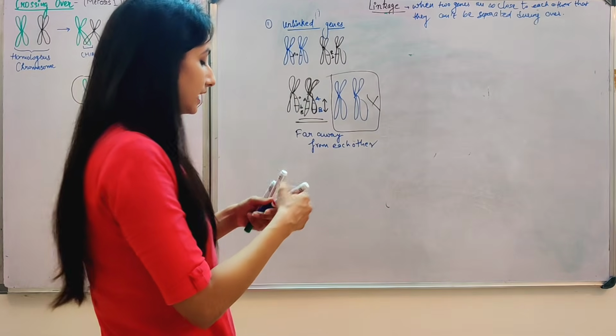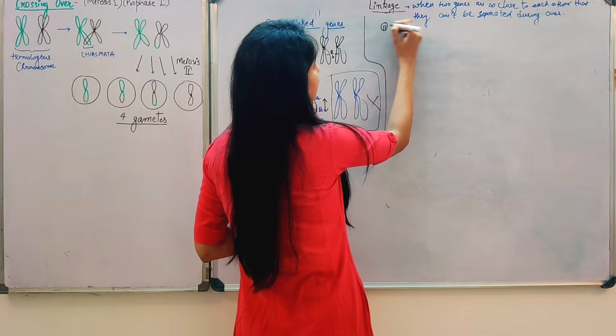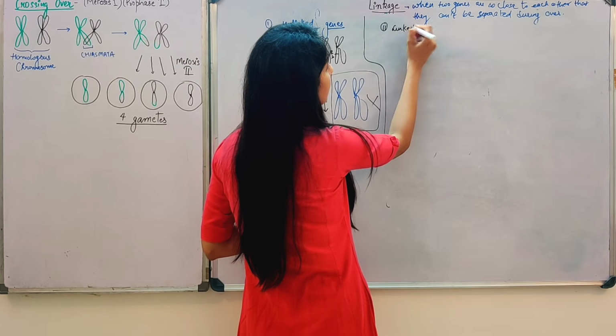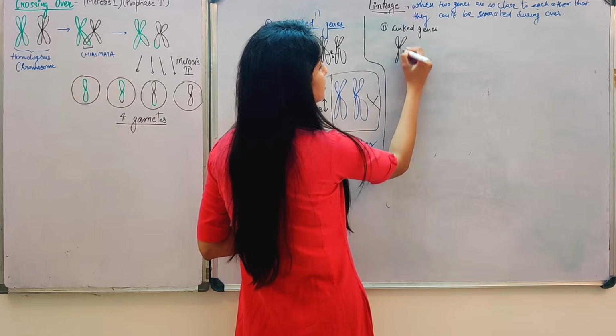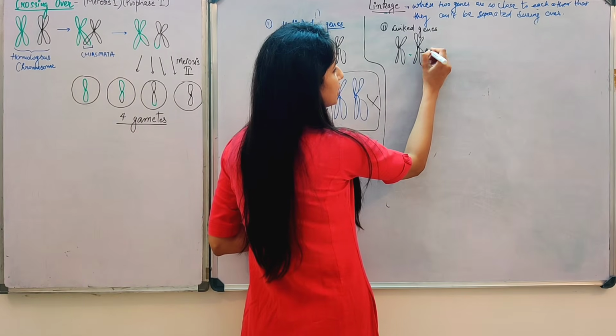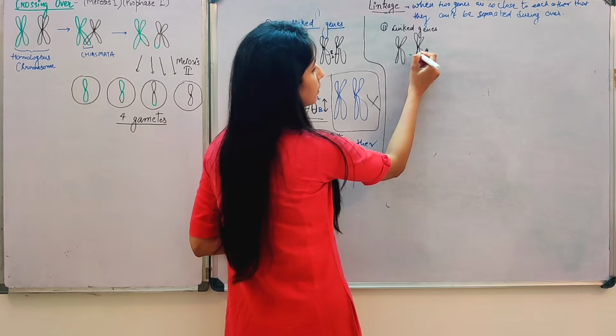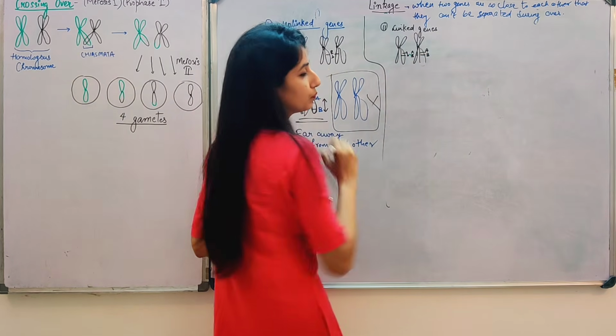Okay, now the second condition, in which the genes are linked genes. Now what will happen? This is one homologous pair of chromosomes, with the A gene and B gene, and here also the A gene and B gene.